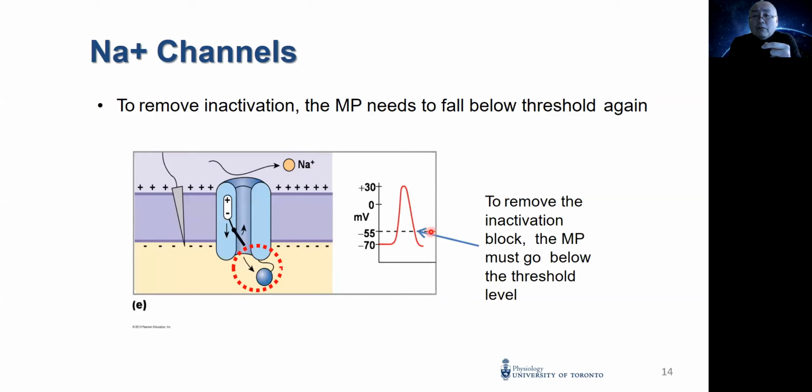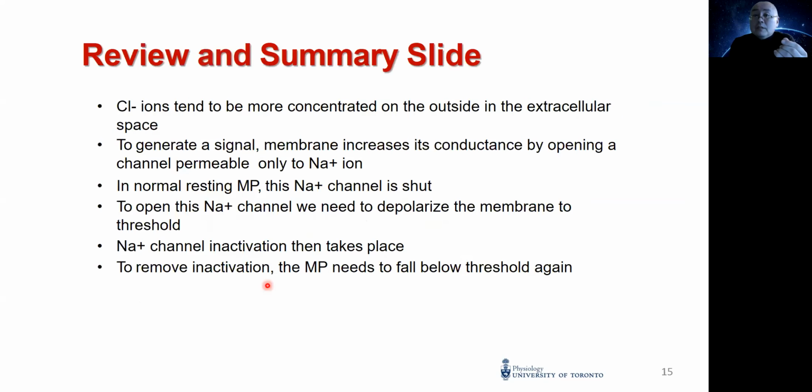And in order for this inactivation gate to be removed, I actually have to go all the way back to the level that we were at below that threshold point, and that threshold being minus 55 here. There's a magic number that we'll talk about in a moment, this minus 55, this threshold value. We actually have to go below that for this inactivation gate to be removed and to open up this channel once again. All right, so hopefully that was clear for you.